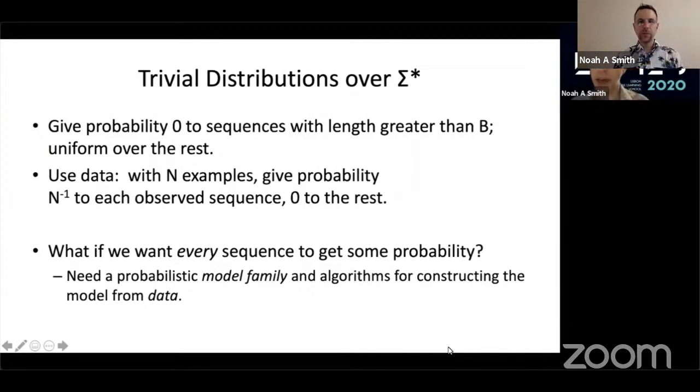So in order to do that, if you want to put probability on this infinitely large space, you have to design some kind of probabilistic model family, and then propose some algorithms that will let you construct the model from data in a way that once you've constructed it or once you've estimated the parameters, it will generalize to new instances.